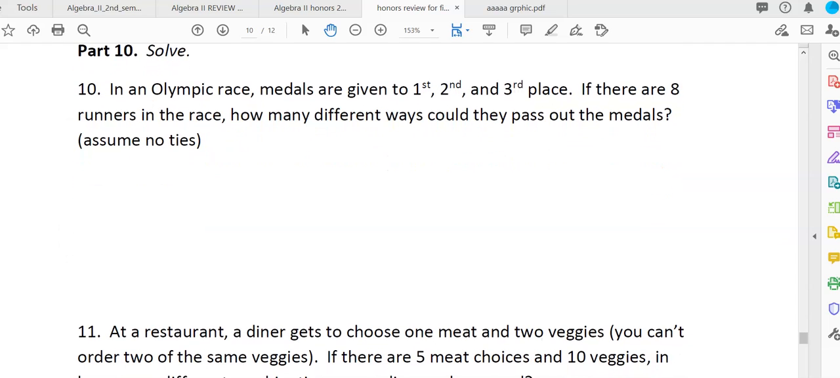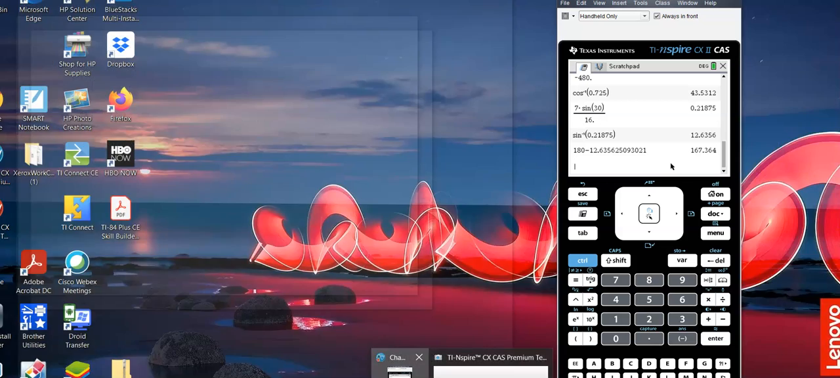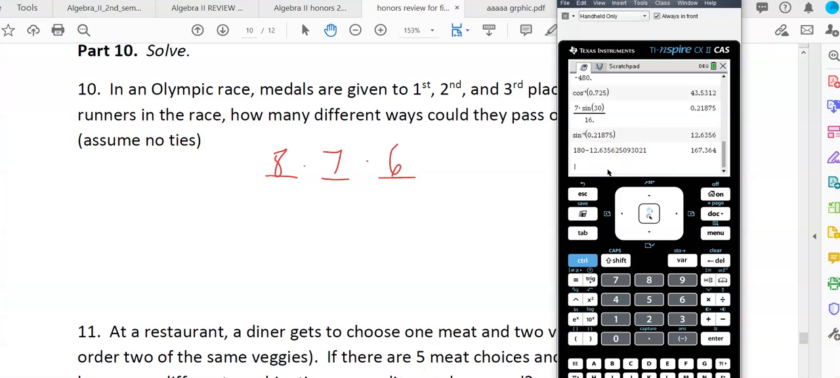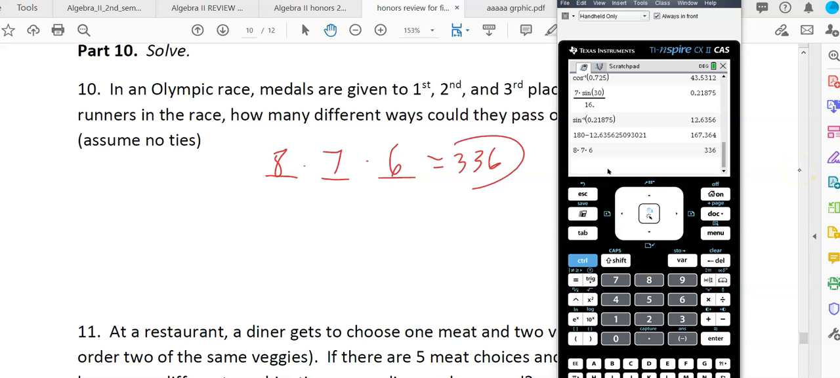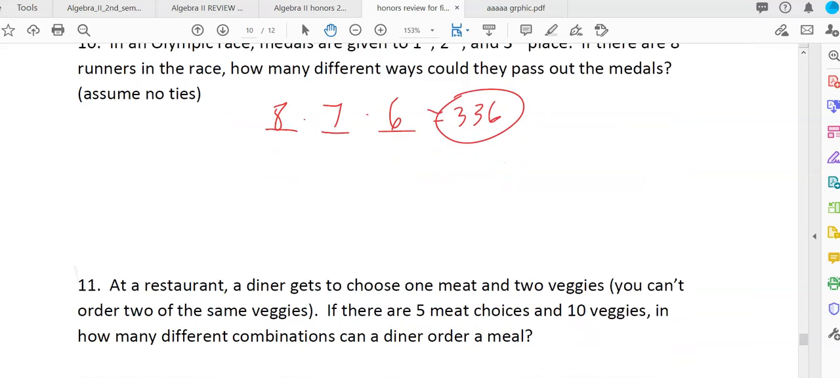Medals are given to first, second, and third. There are 8 runners. How many different ways? So I just care about the top 3 spots. So 8 times 7 times 6. Get your calculator out. There are 336 ways that the medals could be awarded. Order is important on that one.